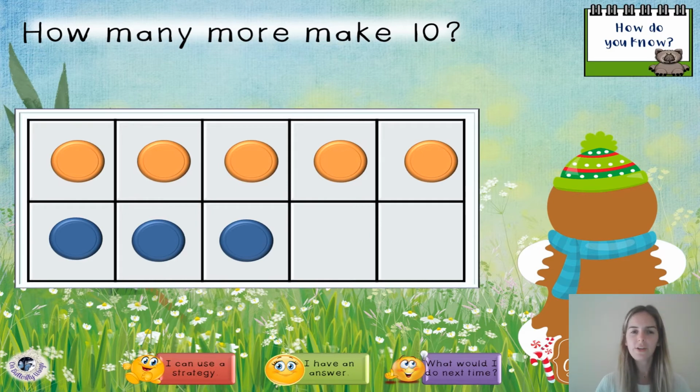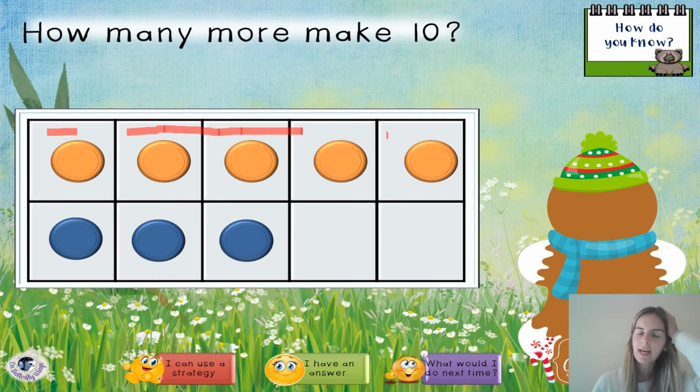The reason I knew that is because I know at the top of my 10 frame there are 5 squares. Ready? 1, 2, 3, 4, and 5. So there's already 5 there. So I'm going to put 5 in my head and I'm going to count on these blue counters. 5, 6, 7, 8. So that's what we're starting with. We are starting with 8.